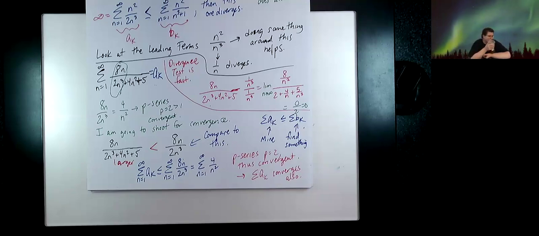This is what most of your test is going to be. Does this series converge or diverge? And I'm being merciful because I think 9.7 through 9.10 is an entirely unrelated topic. So they're going to be different tests.